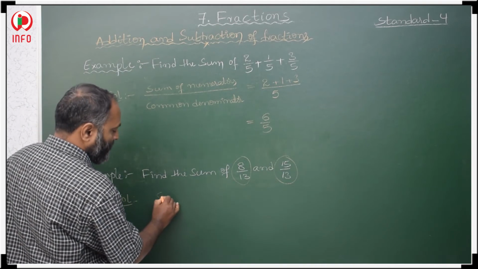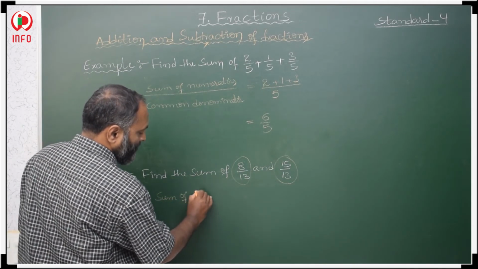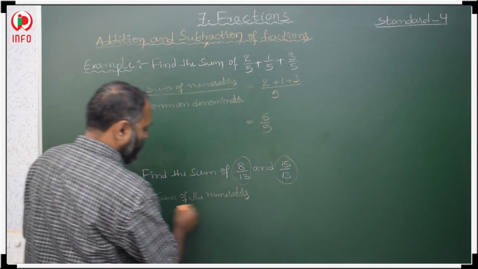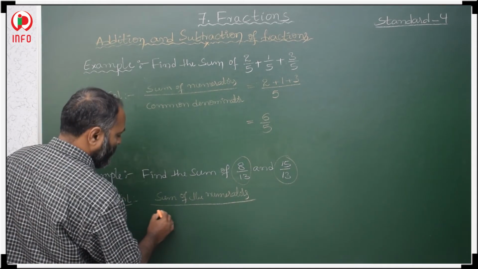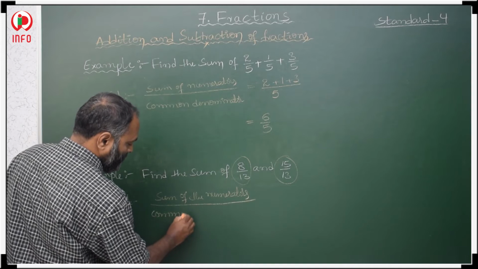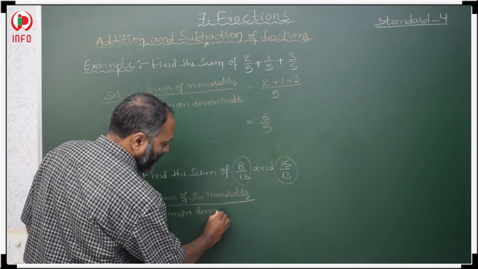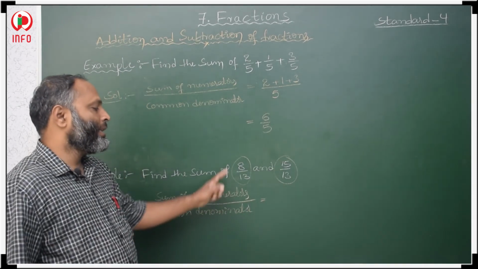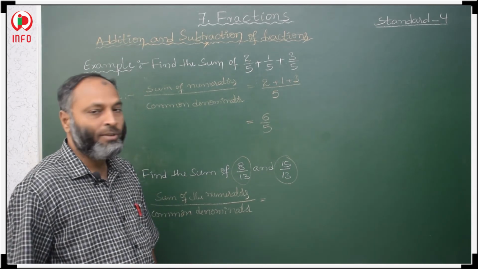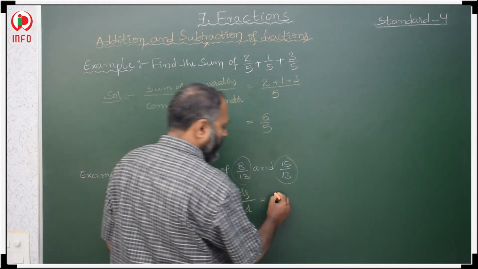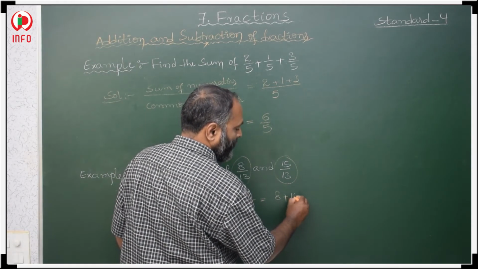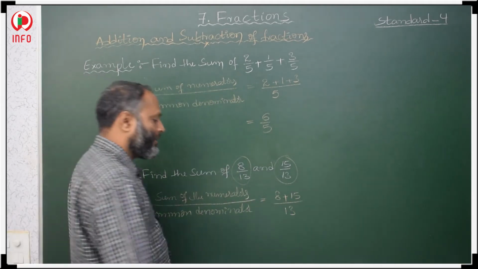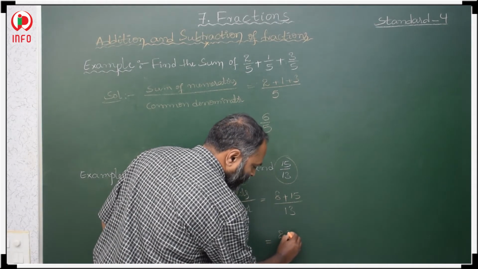First, the sum of the numerators divided by the common denominator. Okay. Now here in these two fractions, what are the numerators? 8 and 15. We have to add 8 and 15. 8 plus 15 by 13. 8 plus 15 is 23. So 23 by 13.